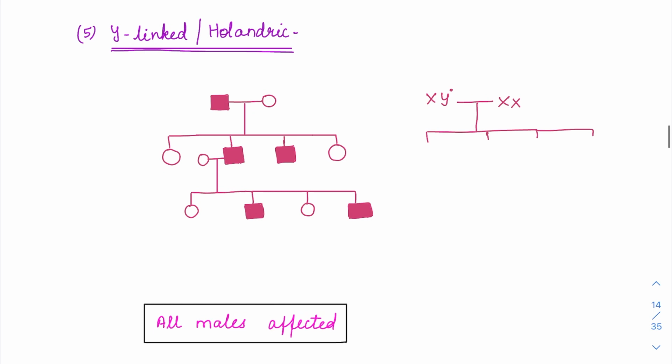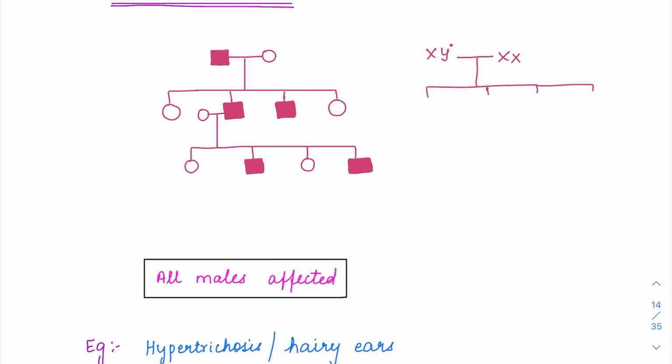The last Mendelian disorder here will be the Y-linked or Hollandric pattern. Y-linked inheritance is also called the Hollandric pattern. Here, all the males are going to be affected because the Y chromosome is transmitted only to the male, right? XY, and only a male can have an XY. So this Y chromosome can be given only to another male. If that Y itself is affected, whenever that Y is transmitted to the kid, all the males are going to be affected.